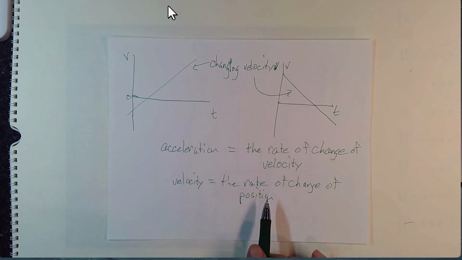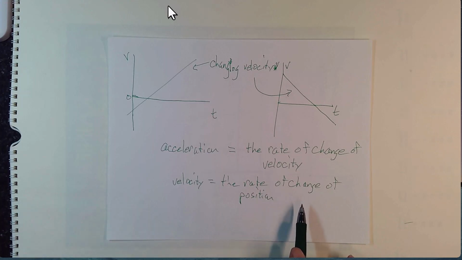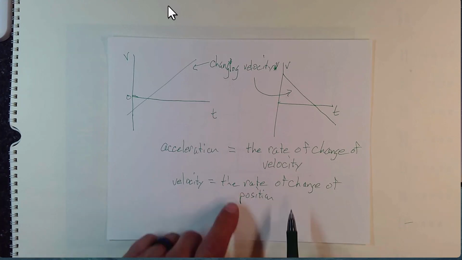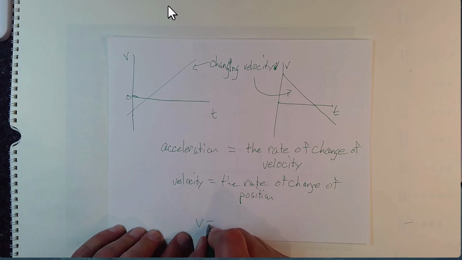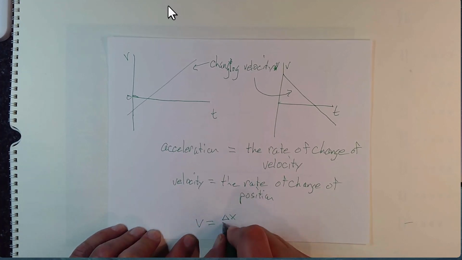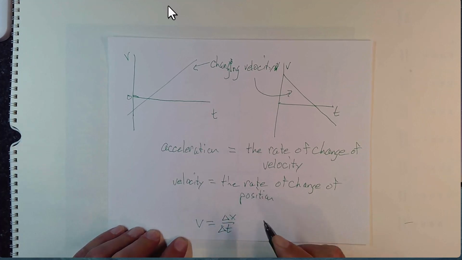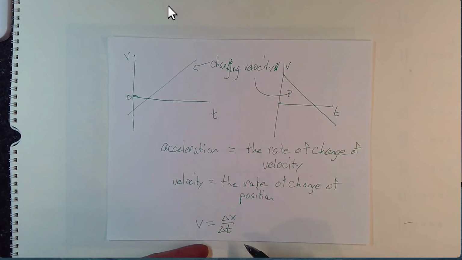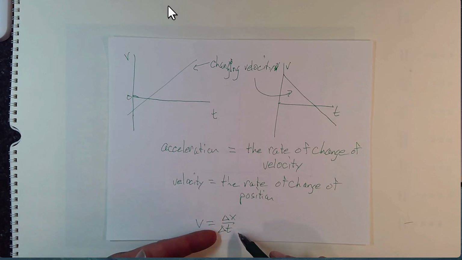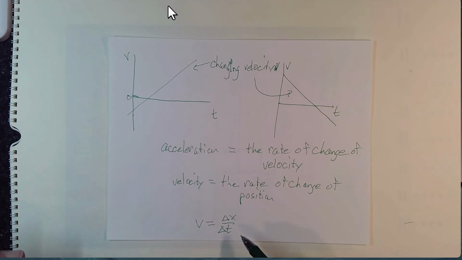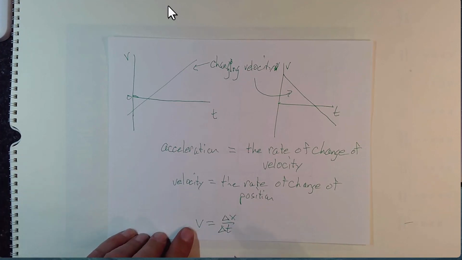Anytime you've got a rate of change of something, you end up with a mathematical relation that looks like this. For velocity, we had delta x over delta t. This is the rate of change of position. Delta x is the change in the position. When you divide it by the time interval in which that occurs, you get the rate of change, how rapidly that thing is changing. And that's what velocity is when we're talking about position.